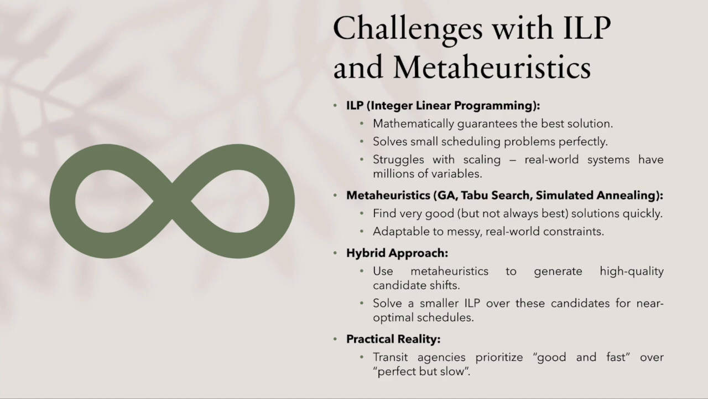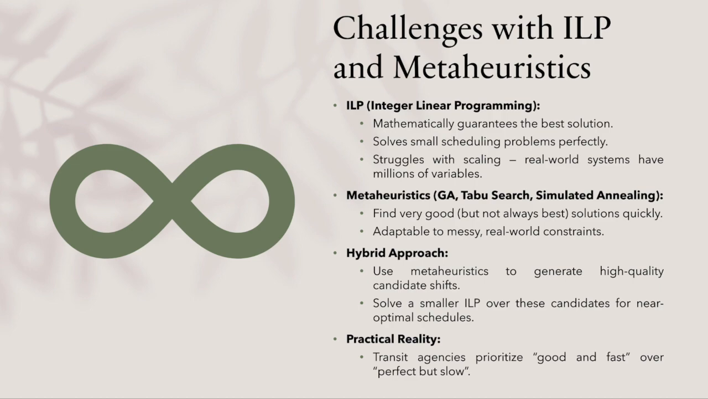Now let's move on to the challenges of the methods used to solve the scheduling problem. One common technique is integer linear programming, also called ILP. ILP provides a mathematical guarantee for the best solution. It is perfect for small-scale problems. But here is the catch. Real-world scheduling involves millions of variables, and ILP simply struggles to scale to that level.